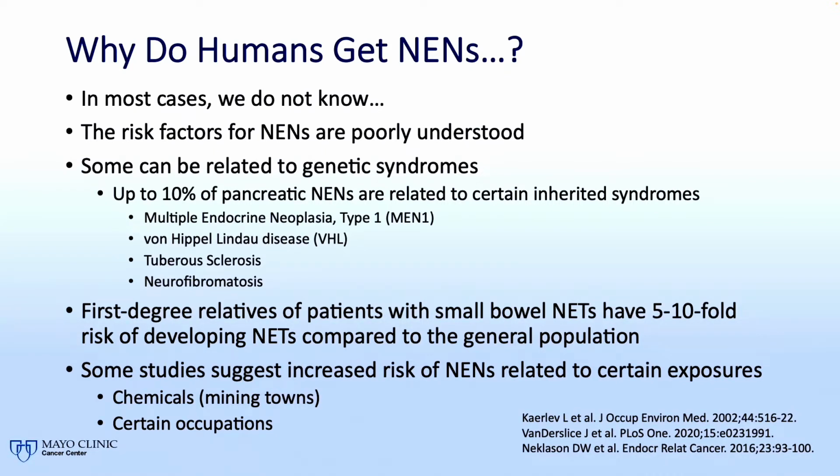We do know this, though. If you have a small bowel neuroendocrine tumor, then your children or your siblings probably have about 5 to 10 times increased risk of getting a neuroendocrine tumor. But because of these tumors being so rare, their risk is still really low, meaning if you take a really, really low number and you multiply it by 10, it's still going to be a really low number. There are some thoughts that this increase we're seeing may be due to certain things in the environment.